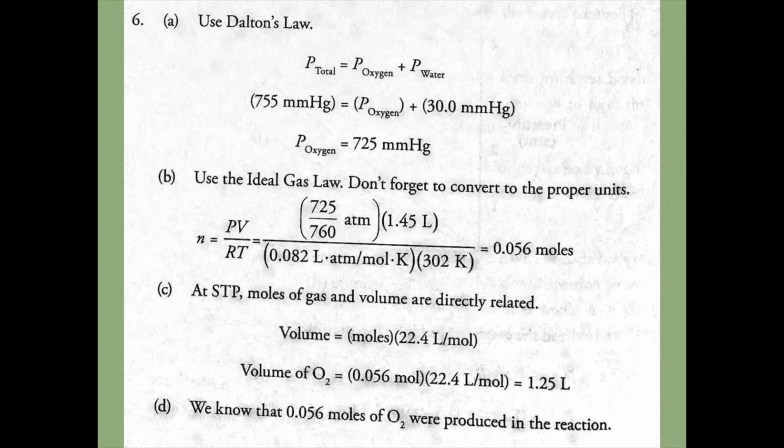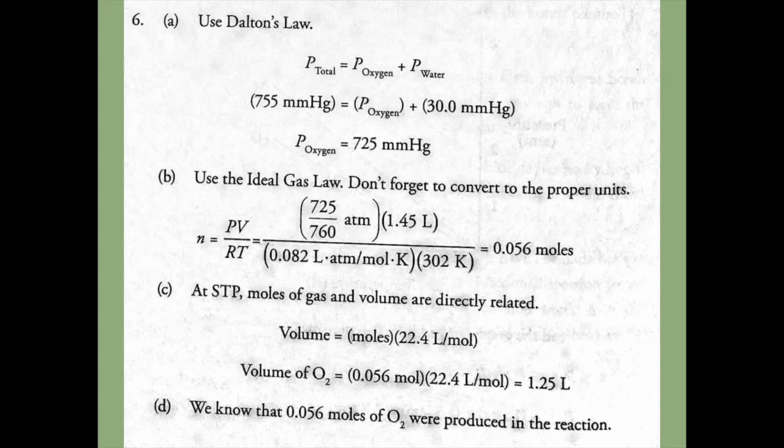In 6, it says the reaction above took place and 1.45 liters of oxygen gas were collected over water at a temperature of 29 degrees Celsius and a pressure of 755 millimeters of mercury. The vapor pressure of water at 29 degrees Celsius is 30 millimeters of mercury. What is the partial pressure of oxygen gas? Well, again, remember, we did this in our lab. You need to take the total pressure, which is your atmospheric pressure, 755, and subtract from that the partial pressure of water, which is 30. So your partial pressure of oxygen is going to be 725.